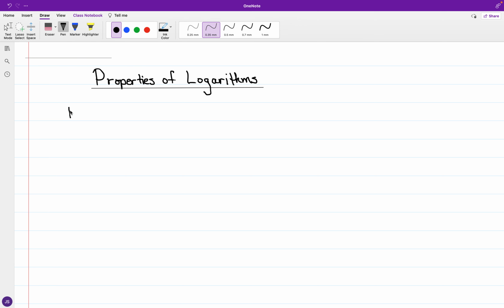A common introductory property of logarithms is where you have a match between the exponential and the logarithmic base. With the first property, we can say that the base a logarithm of a to the x is equal to x.